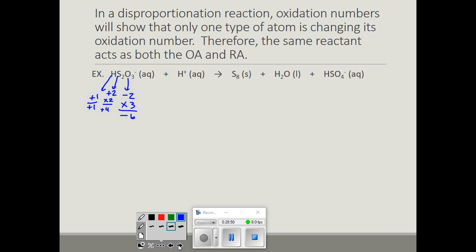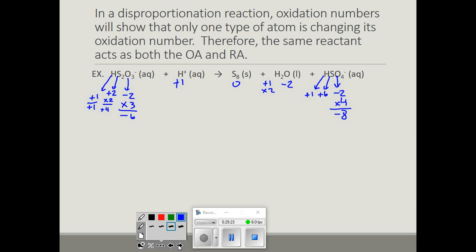This hydrogen is just +1. This is an element, so it's 0. This is oxygen in a compound, so it's -2. Hydrogen in a compound, so it's +1. Oxygen in a compound, so it's -2. Hydrogen in a compound, so it's +1. In my compound at the end, since I want it to add up to -1 altogether, my sulfur has to be +6 in this scenario.